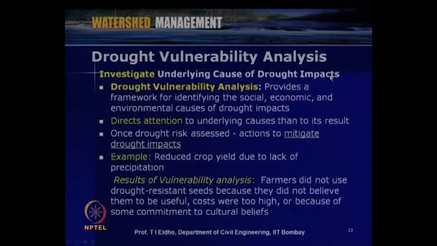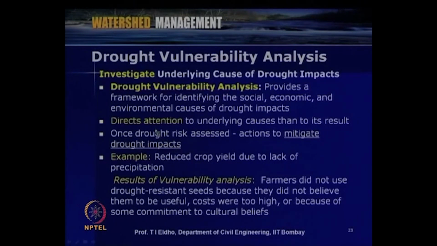So, then accordingly we can go for various mitigation measures or economic measures. When we discuss drought vulnerability analysis, we have to investigate the underlying causes of drought impacts, as we already discussed. Drought vulnerability analysis provides a framework for identifying the social, economic and environmental causes of drought impacts. All these issues we have already discussed earlier.